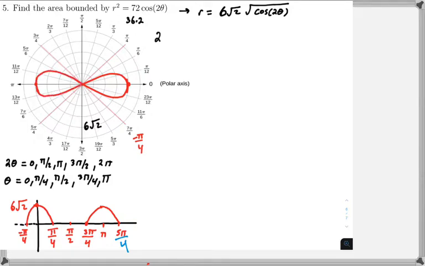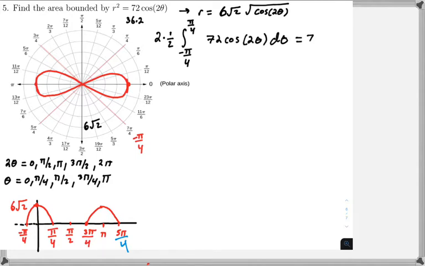Now we're looking at finding the area of this. It is symmetric, so we only need to find the area of one of them and then go ahead and double that. So let's go ahead and find the one from negative pi over 4 to pi over 4, and then double that. So there's the 2 times, and then it's 1/2 integral from alpha to beta, so negative pi over 4 to pi over 4, and then r squared, which is conveniently 72 cosine of 2 theta, so that's already there for us.